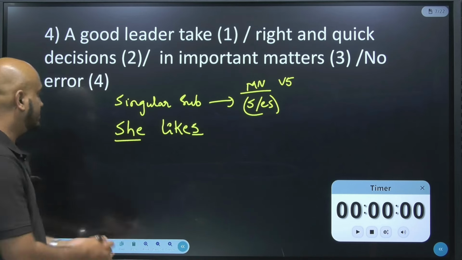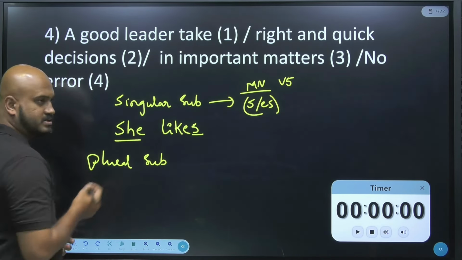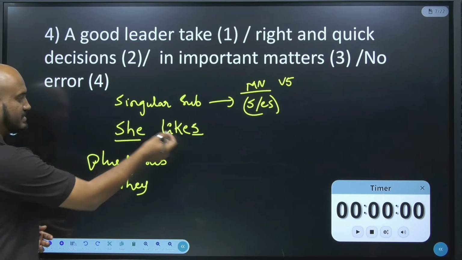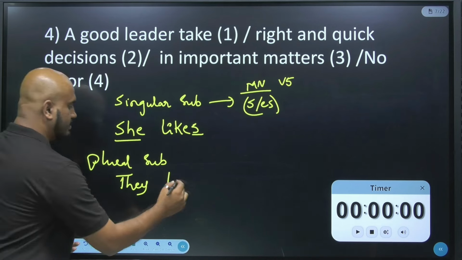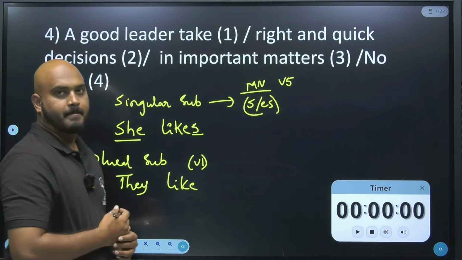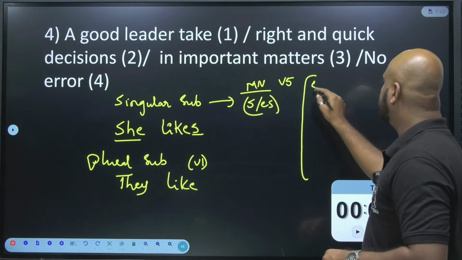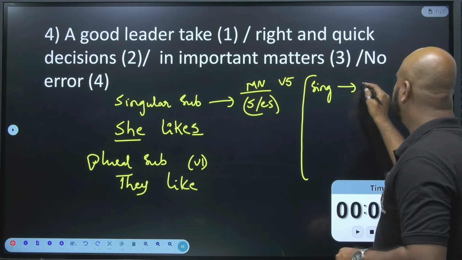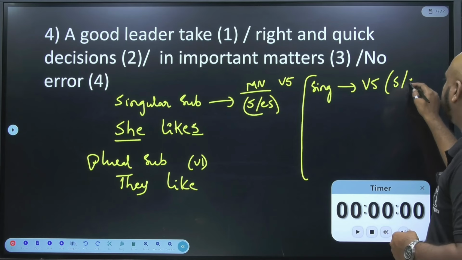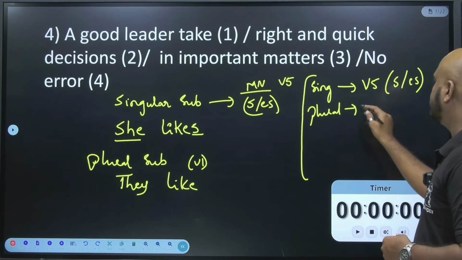Suppose the subject turns out to be a plural subject. Instead of she, I'm going to change the subject to they. Now what happens to the same verb like? It takes its original form, that is called V1 form. All right. So if I were to summarize, for any singular subject, you have V5 form. What is V5 again? S or ES form of the verb. Whereas for plural subjects, we generally take V1 form.